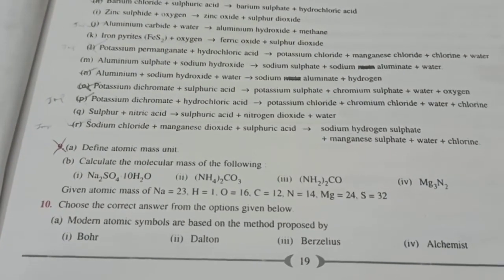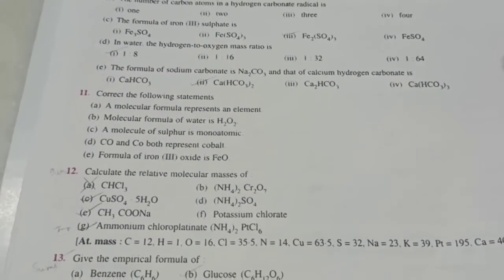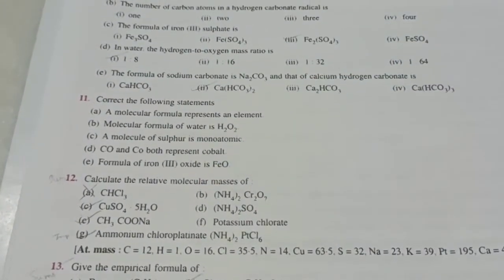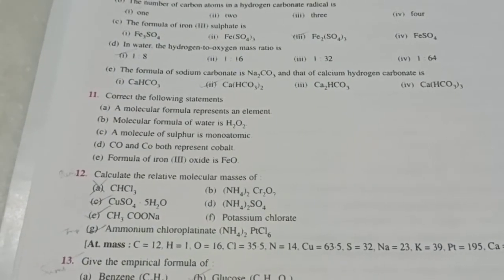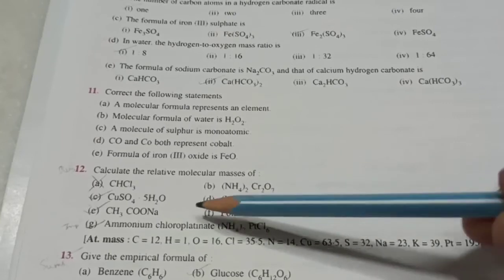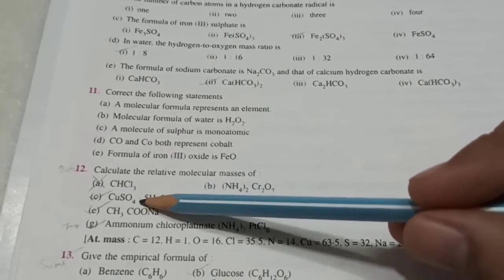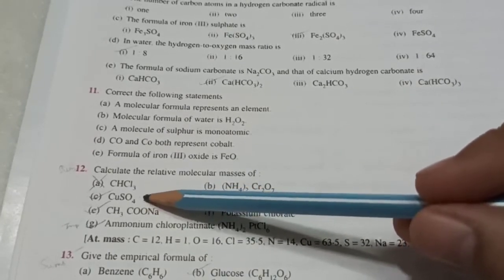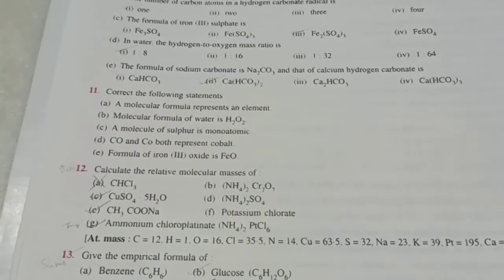Question 9 is cancelled. Let's do question 12. Cancel the A part. Let's do the C one. Relative molecular mass of copper sulfate dot 5H2O. That's the water of crystallization. This dot means a weak chemical bond. It's not multiplication, okay? This is chemistry.